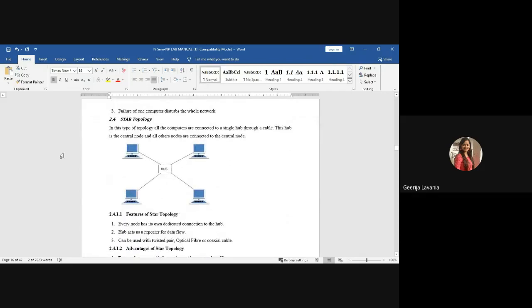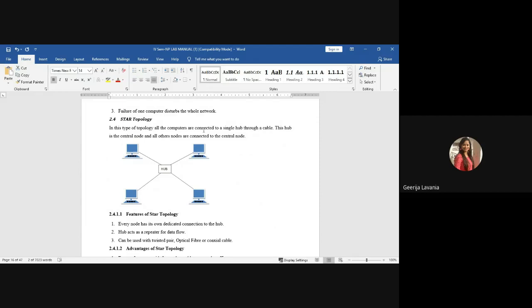Now come to the next, the star topology. In this type of topology, all the computers are connected to a single hub through cables. This hub is the central node and all the nodes are connected to the central node. So this is called the star topology.